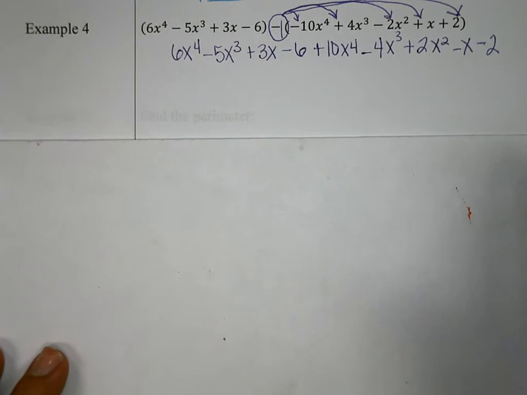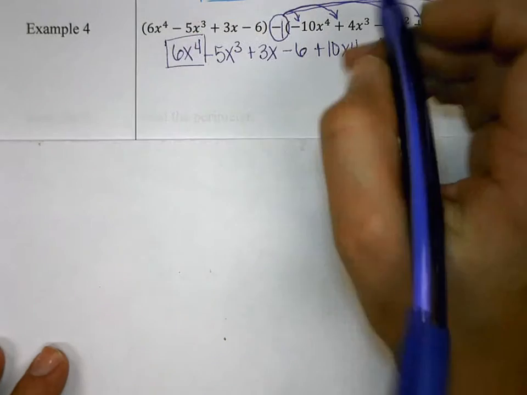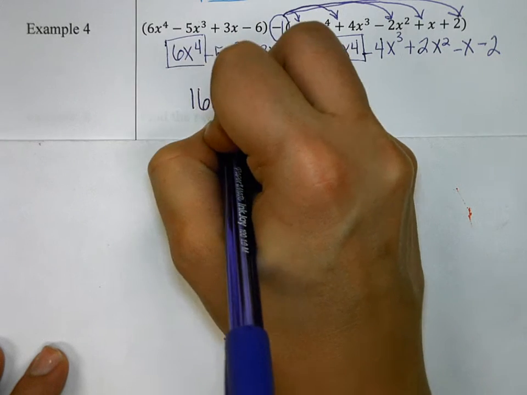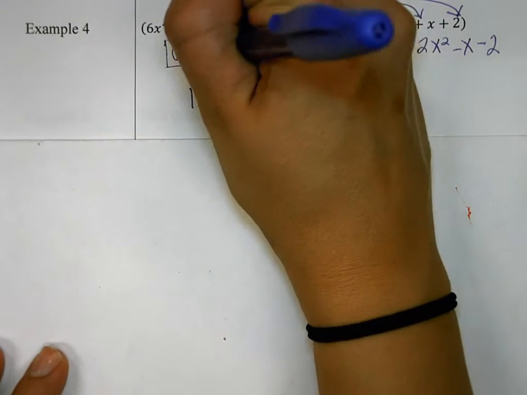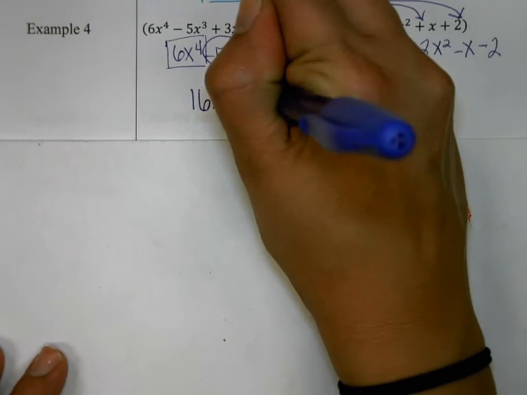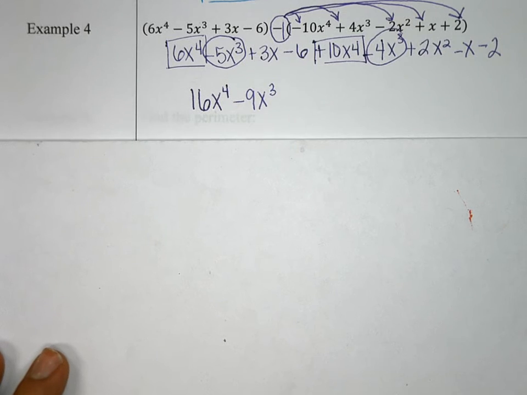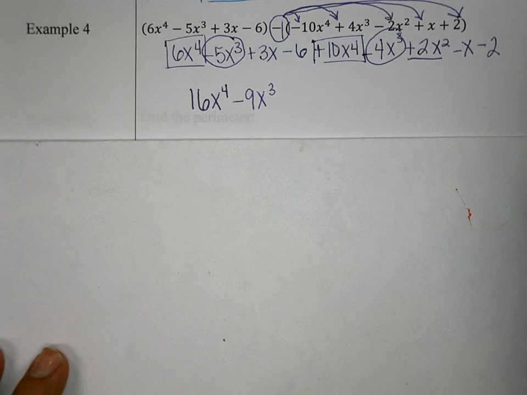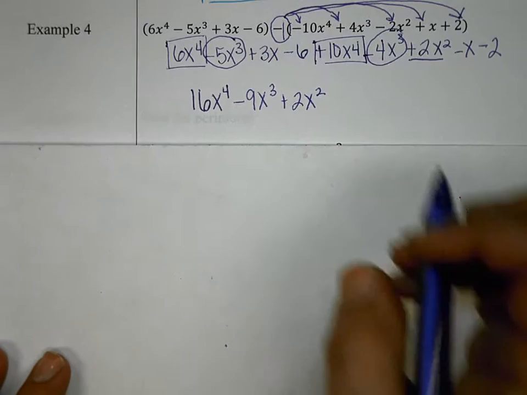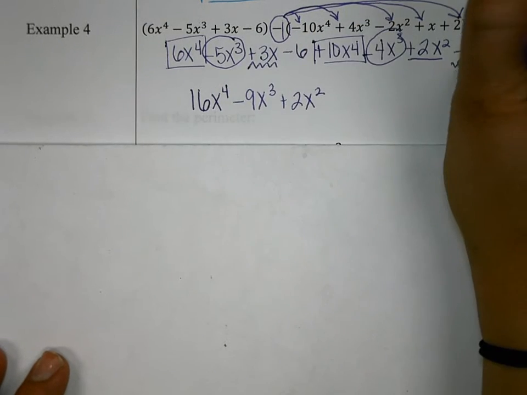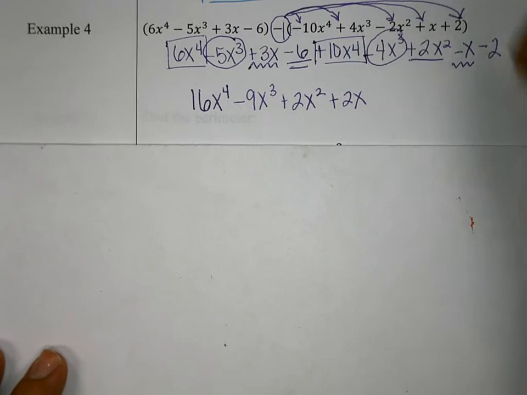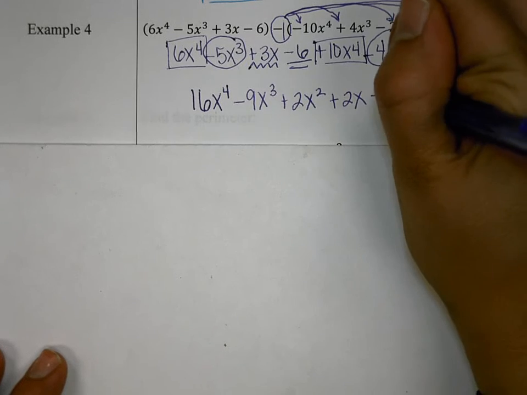Now we can combine like terms. I have a 6x to the fourth plus 10x to the fourth. So that gives me 16x to the fourth. Negative 5x to the third minus 4x to the third. So that's minus 9x to the third. So now I want to look for some x squareds, and I have a positive 2x squared, and that's all we have. Now just my x's, plus 3x minus x, so that gives me plus 2x. And then negative 6 minus 2 gives me minus 8.